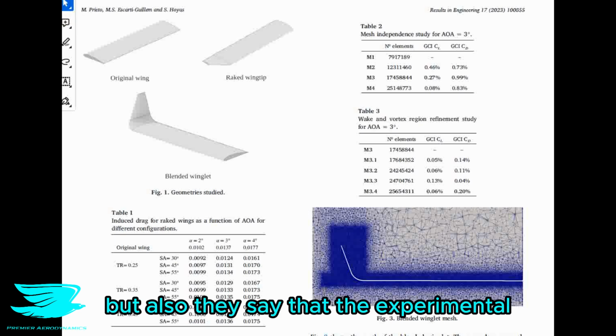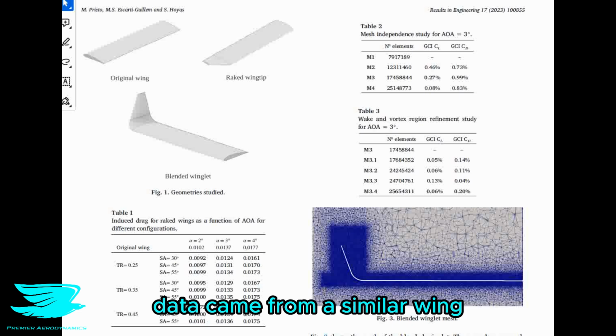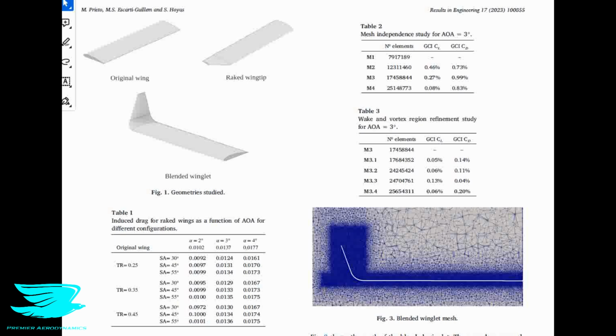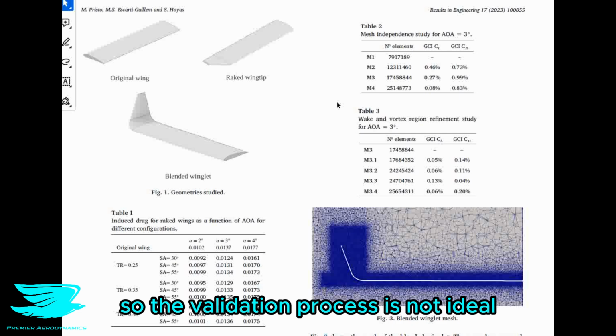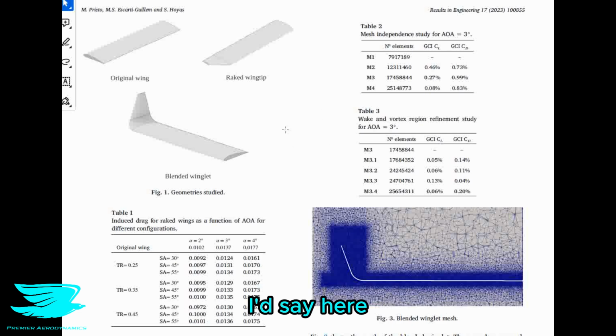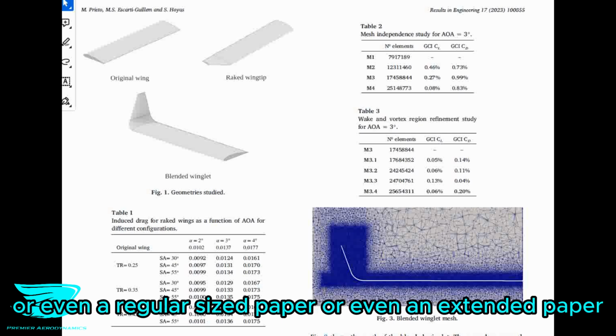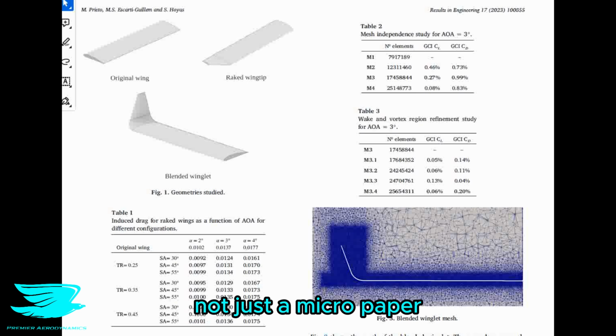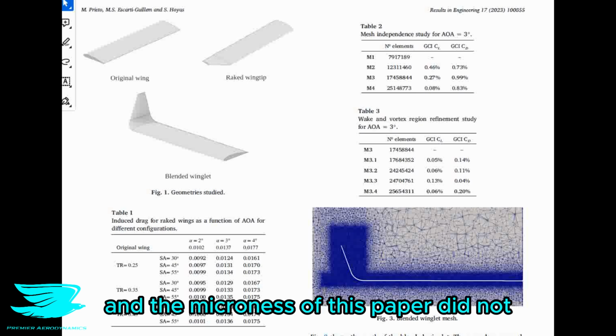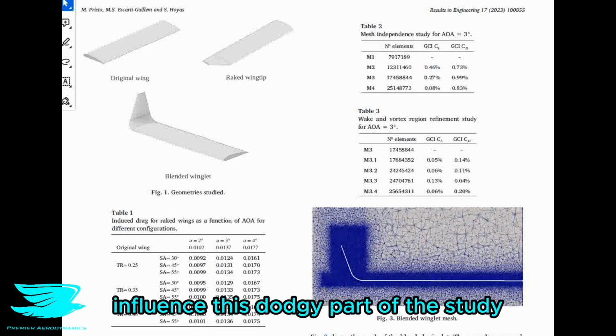But also, they say that the experimental data came from a similar wing, but not the same. That is obviously not good, but that is what they said. So the validation process is not ideal, I'd say, at least with what they've reported. But I want it to be known that this could happen for any paper, even a regular size paper, or even an extended paper, not just the micro paper. And the microness of this paper did not influence this dodgy part of the study.